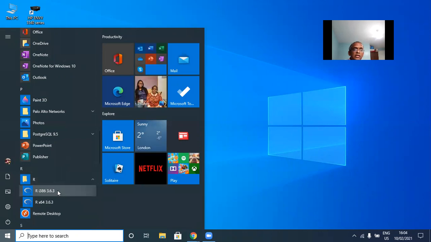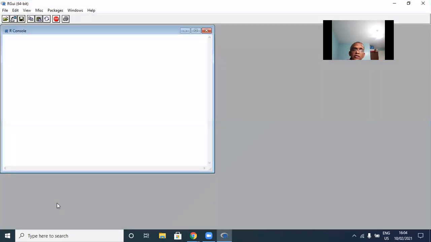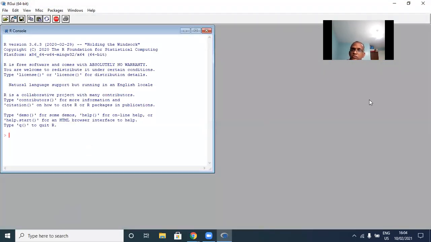R is over here. There are two options here. One is 386, the other one is 64. You will choose the 64 version because that's more powerful, all right? And it will come up with the following window, right? By the way, if you have any questions, please feel free to use the chat room, and I will try to answer them as quickly as possible, right? So you will get to this R command window. Now I'm going to take you through the tutorial sheet.